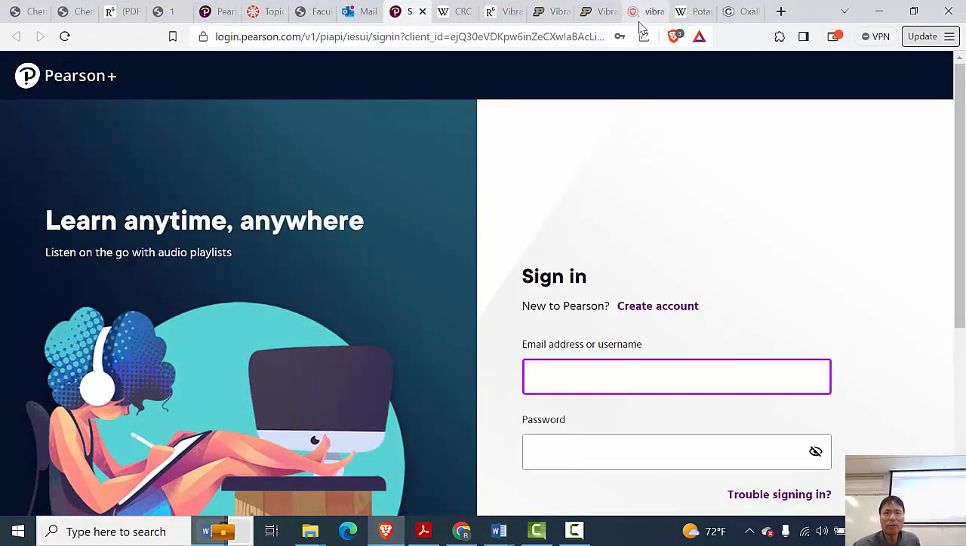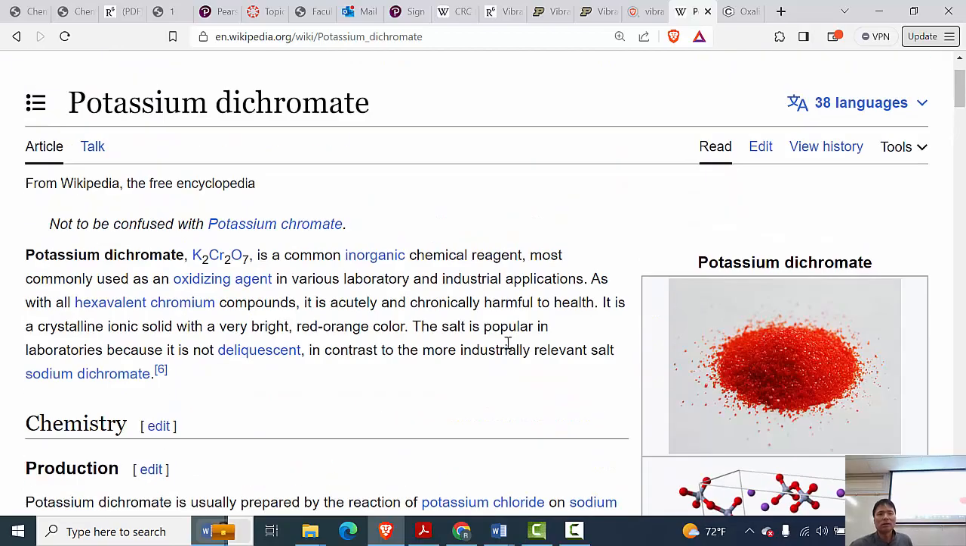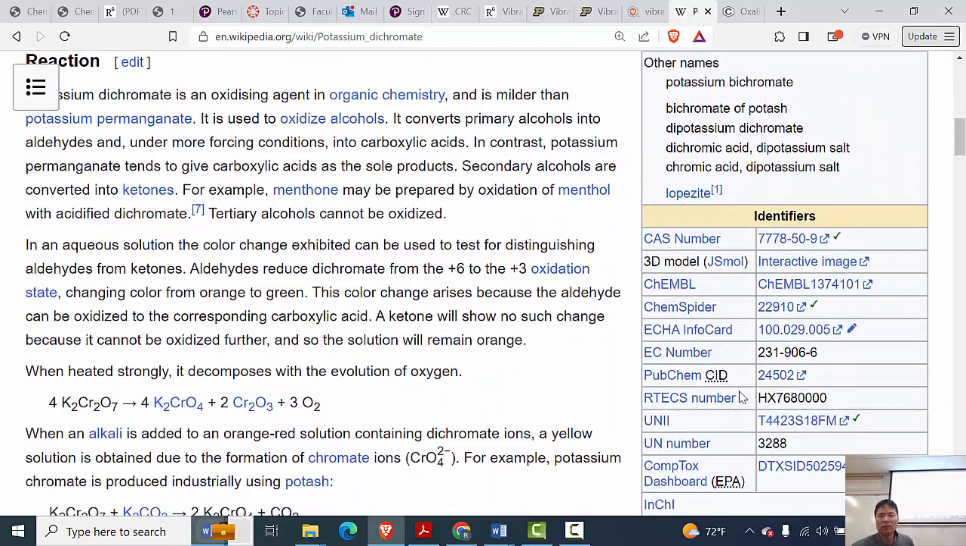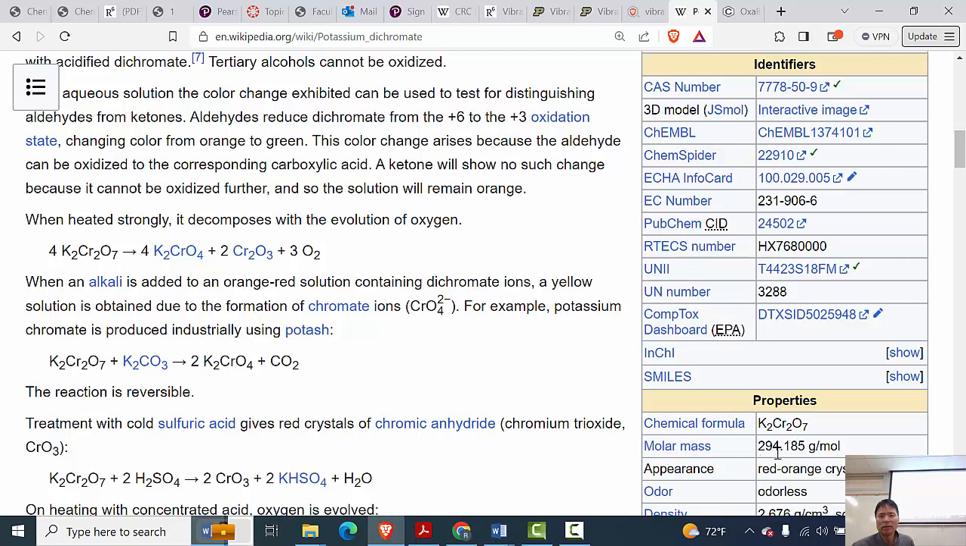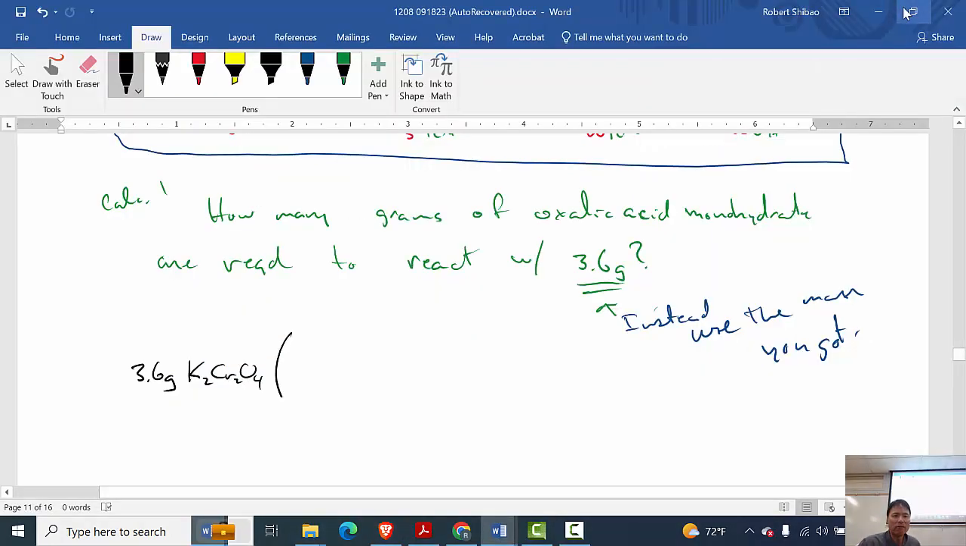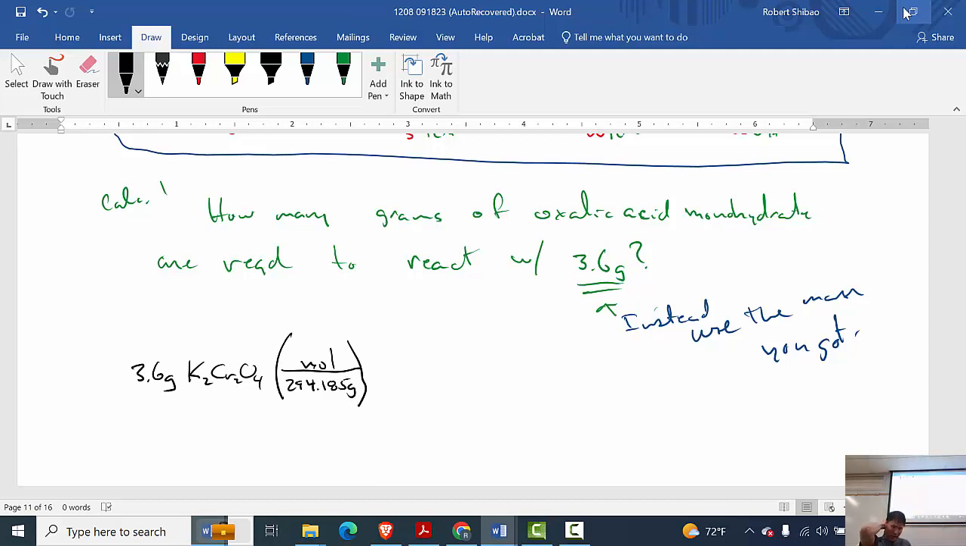And so we can calculate the molar mass. I'm going to skip the calculation here. Let's see if I can just look it up. I'm just going to go to Wikipedia and take a look at the molar mass of potassium dichromate. The molar mass is 294.185 per mole. That's the molar mass of potassium dichromate. And so the grams cancel, and that leaves me with the moles of potassium dichromate.